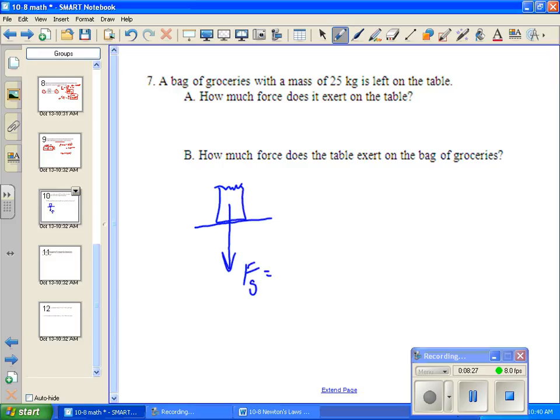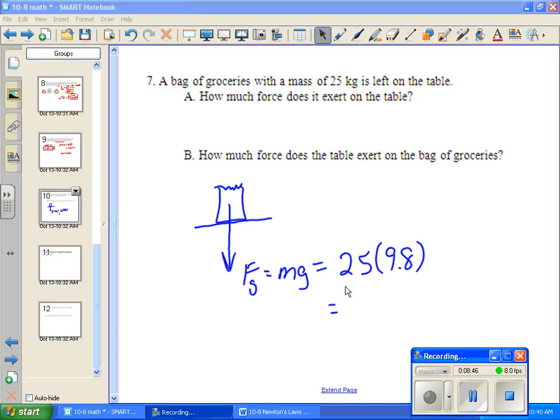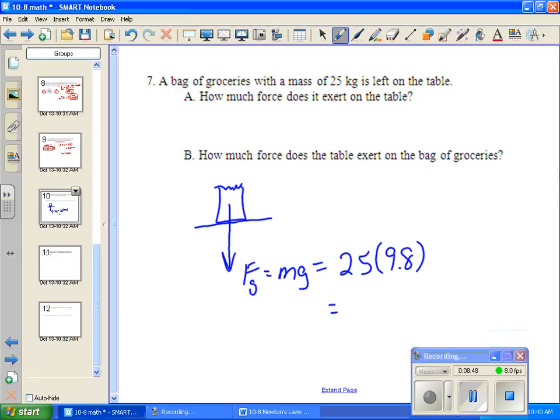So the force of gravity is equal to the mass of the object times g. It's going to be a positive number because we've got our arrow showing it's going down, and we don't put a negative and all that stuff all together. So 25 kilograms times 9.8, and that will give us, I think it's 249. Let me check it real quick. It gives us 245 newtons.